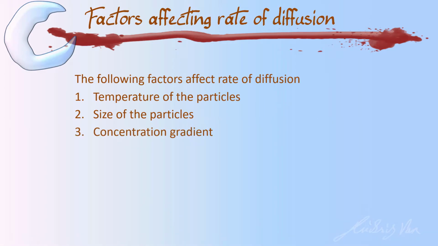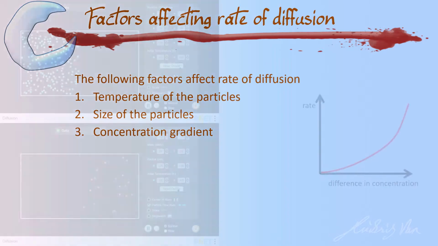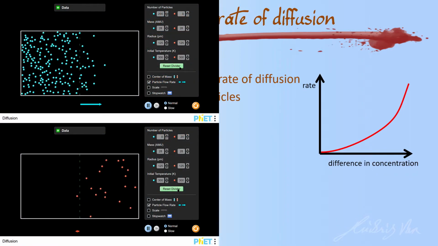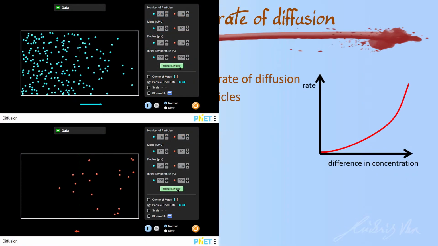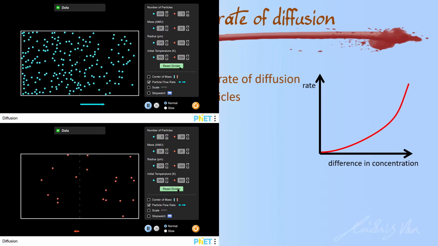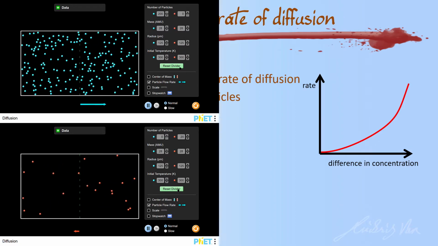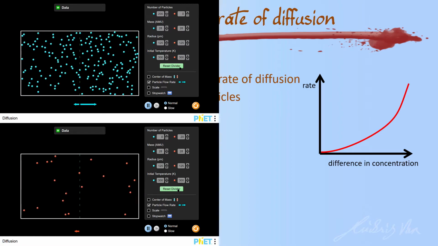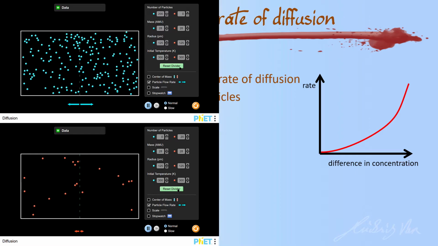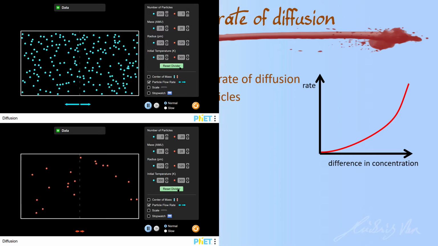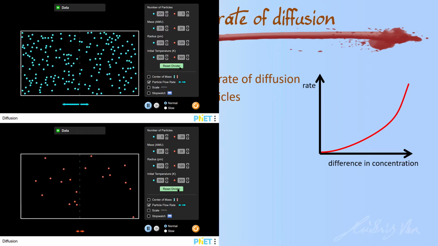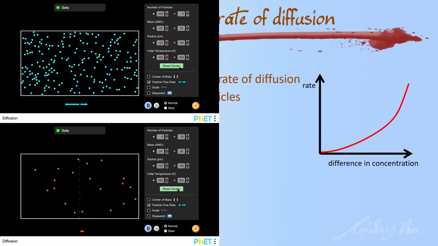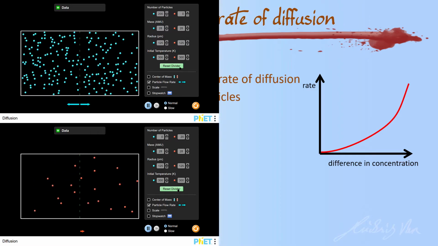Next is the concentration gradient. So the steeper the concentration gradient, the faster the rate of diffusion or osmosis, which is what you can see in the graph. If the concentration gradient is very similar, the rate of diffusion will be slower as compared to when the difference between the concentration of 2 regions is higher.